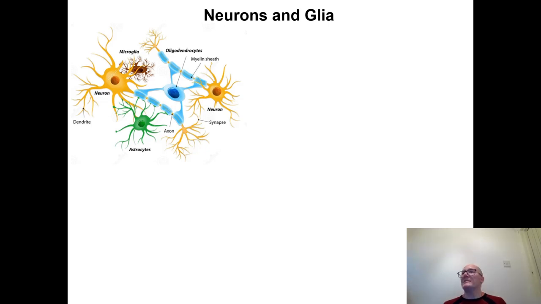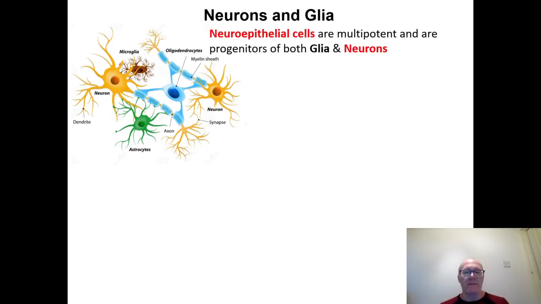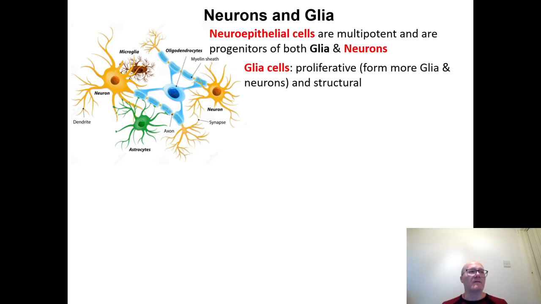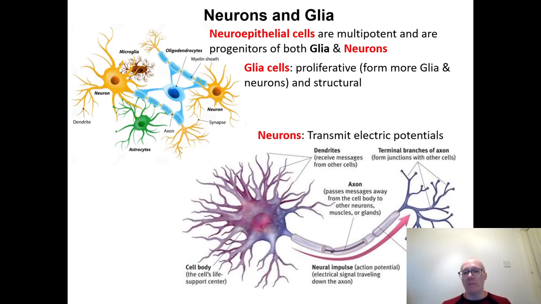So the cells that build our nervous system, and actually the nervous system of vertebrates, derive from neuroepithelial cells. These neuroepithelial cells are multipotent, and they are the progenitors of the two groups of cells that build up the nervous system, the glial cells and the neurons. The glial cells are very proliferative, so they can divide very quickly, especially during development, and they can produce other glial cells as well as neurons. They're also important because they provide structure for the neurons to grow and move.